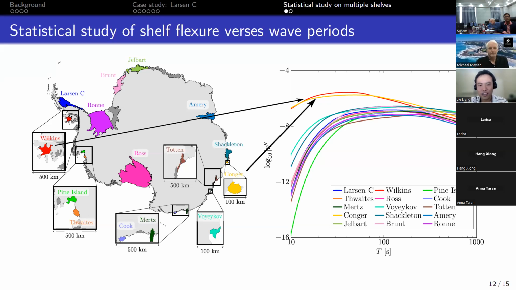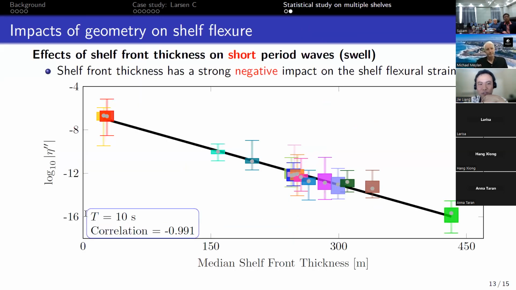strain for swells, because they have really thin ice, only around 10 to 50 meters of ice thickness. That's why they have a really large strain over there, and they are the ones that have disappeared or disintegrated recently. And lastly, I want to talk about how the ocean.